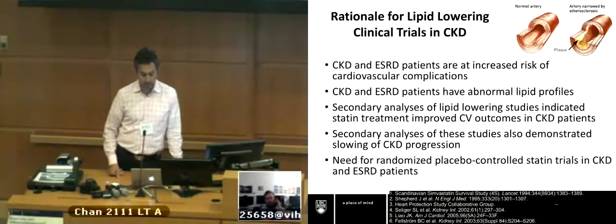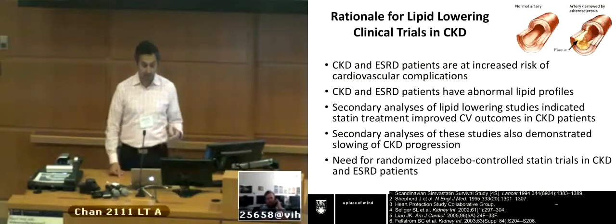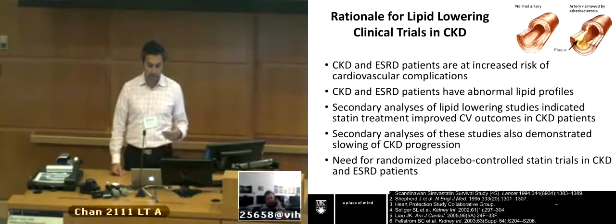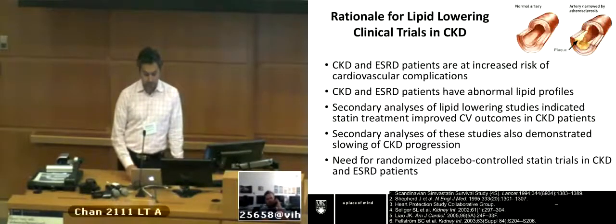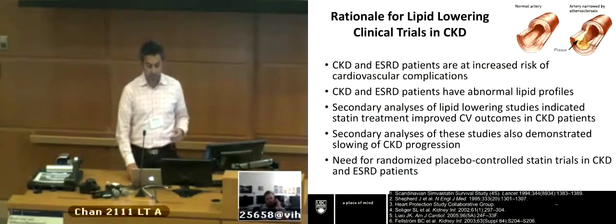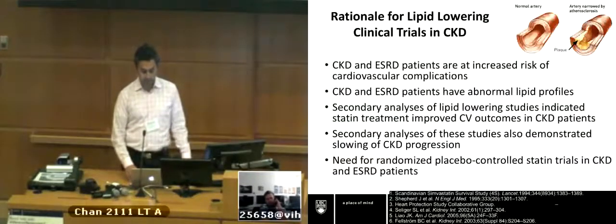So chronic kidney disease and end-stage renal disease patients are at increased risk of cardiovascular complications, as I highlighted earlier. CKD and end-stage renal disease patients have abnormal lipid profiles, and a lot of secondary analyses of lipid-lowering studies indicate that statin treatment improves cardiovascular outcomes in chronic kidney disease patients.